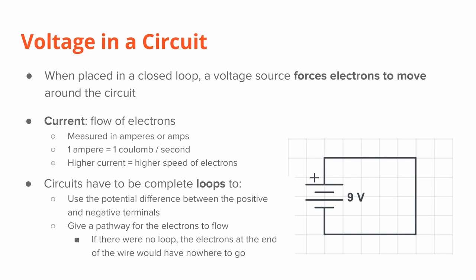It is very important in our circuit that they have to be complete loops. This is so that we can use the potential difference between the positive and negative terminal of our battery. You can also think of it as if there were no complete loop, the electrons at the end of the wire would have nowhere to go since there would just be a dead end at the end of the wire.